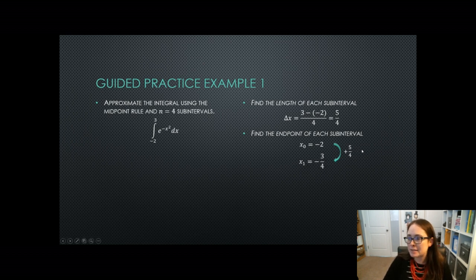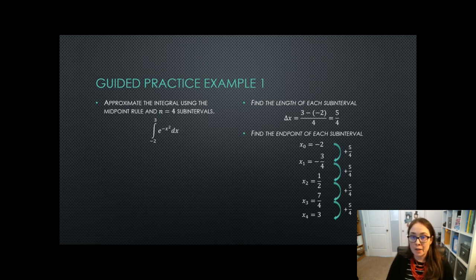So if I start adding these, I get -3/4. And then I do it again. Plus another 5/4 gives me 1/2. Plus another 5/4 gives me 7/4, and I keep going until I get to 3, because that's the upper limit of my interval. If I add 5/4 one more time, I end up with 3. So that's where I know to stop. Also, if I start with x0, my x4 right here is the last one, because I have 4 subintervals.